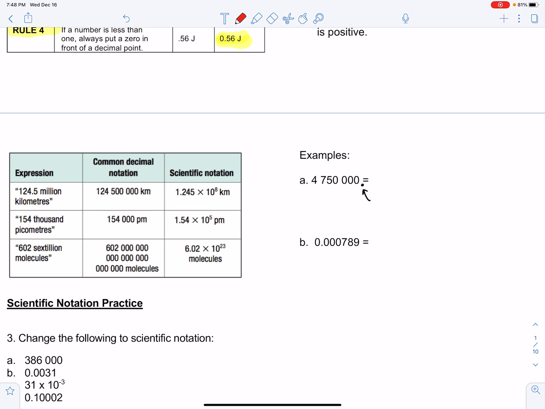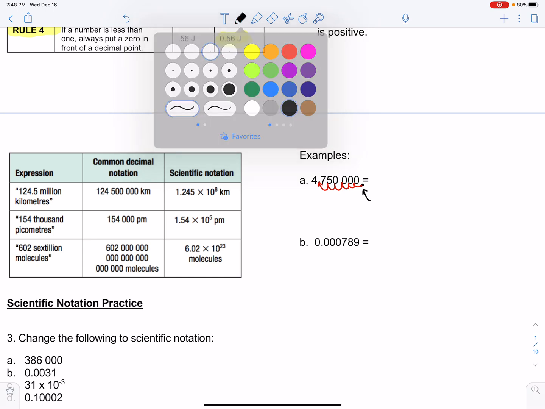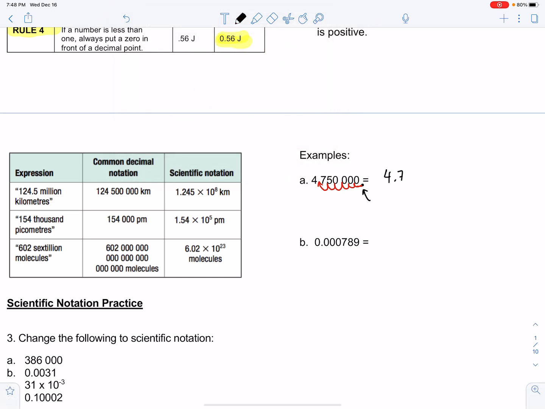So if the decimal place is here after the last 0, I'm going to move it 1, 2, let me get this curved line, 1, 2, 3, 4, 5, 6 spots so that it's to the right of the first non-zero number. So we write 4.75, and we're going to multiply this by an exponent whose base is 10, and the exponent will be the number of spots that we've moved the decimal place, in this case to the left. So we moved it 1, 2, 3, 4, 5, 6 spots.